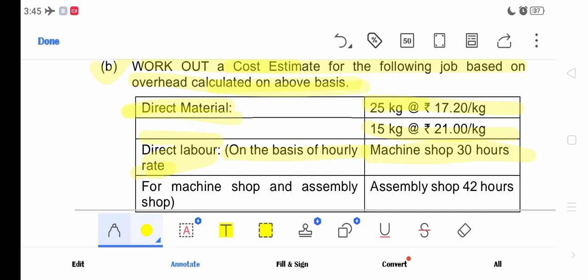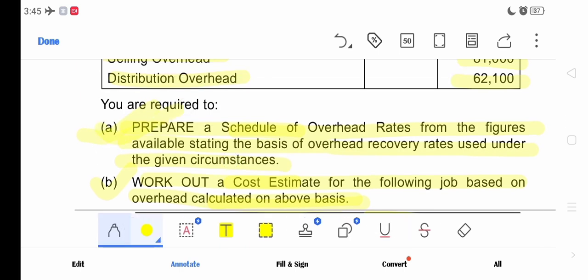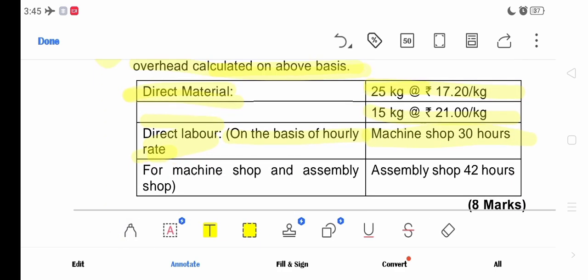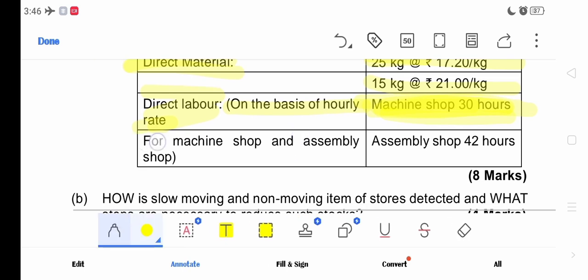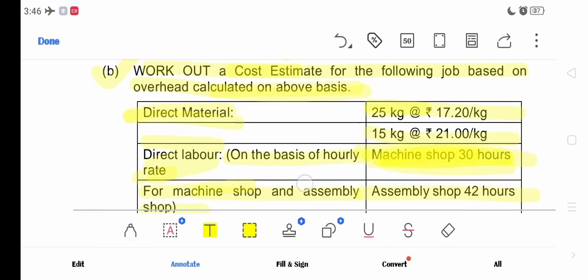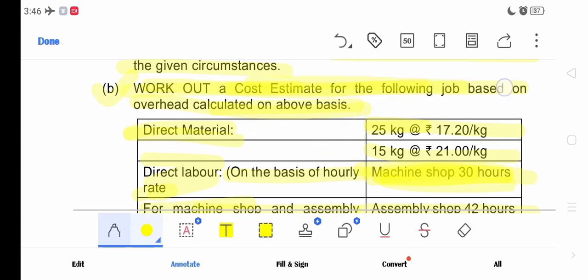So for the A above, like A bit is there, prepare a schedule of overhead rates. So we have to find out all the rates, and there we will find out this hourly rate so that we'll do this bit. Okay, so hourly rate they have given, see. For machine shop and assembly also they have given hours but they didn't give the hourly rate. So we have to find the overhead rates from above and we should apply that to B bit here. So work out a cost estimate for this one.